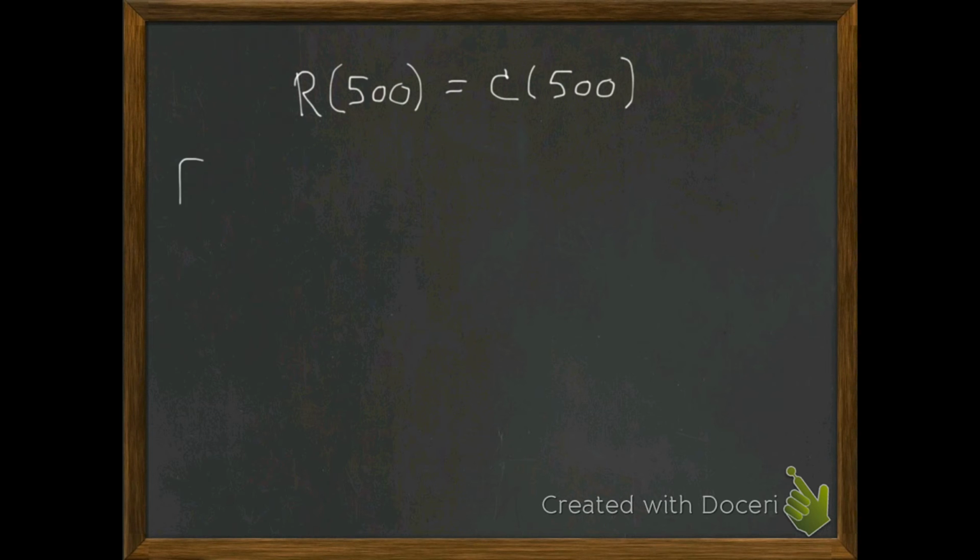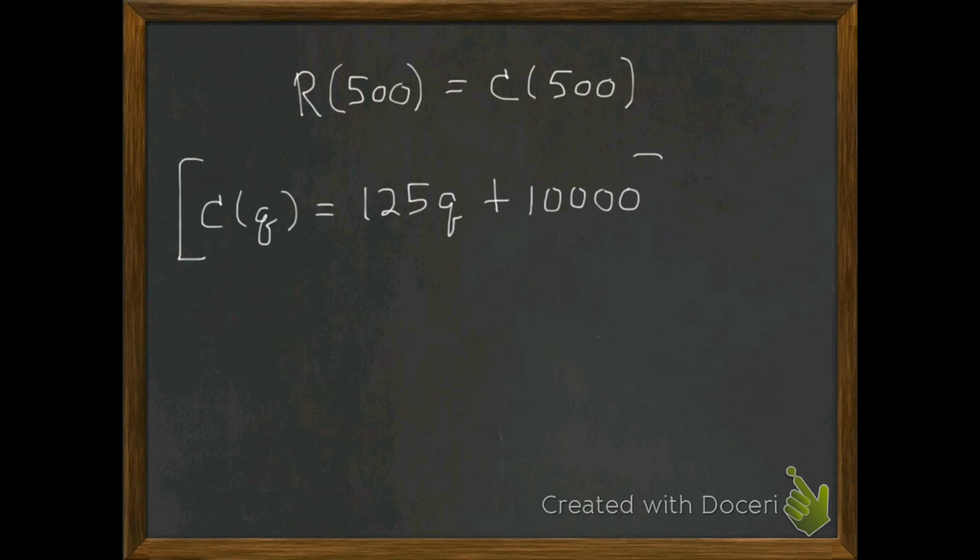But now, if you think about it, we know the cost function, because the cost function says that the variable costs are $125 and the fixed costs were $10,000. So what we can now do is we can use that information to make C of 500 a number.